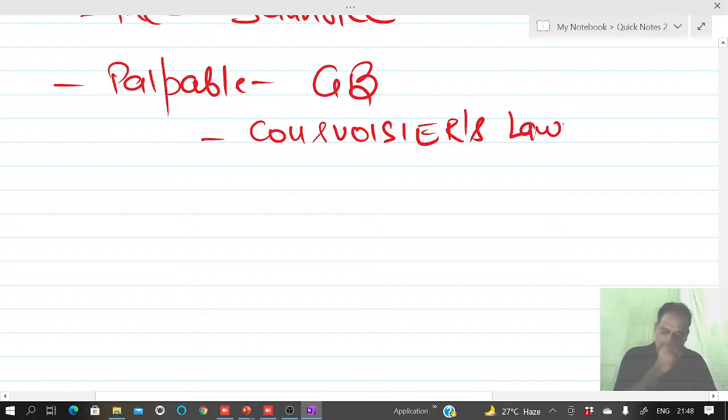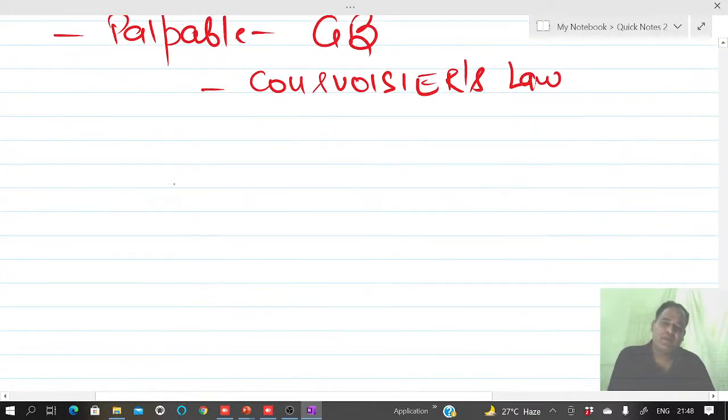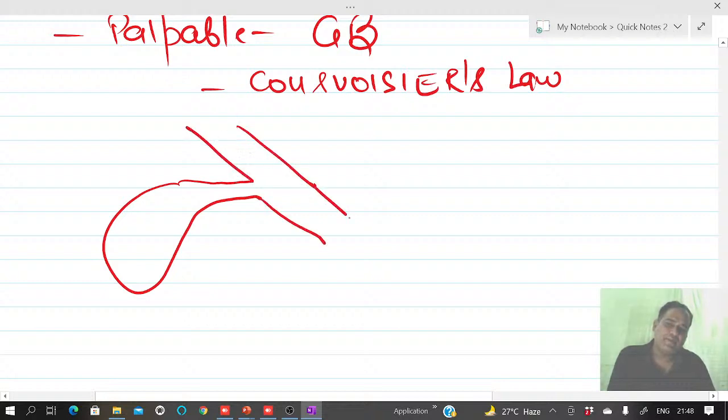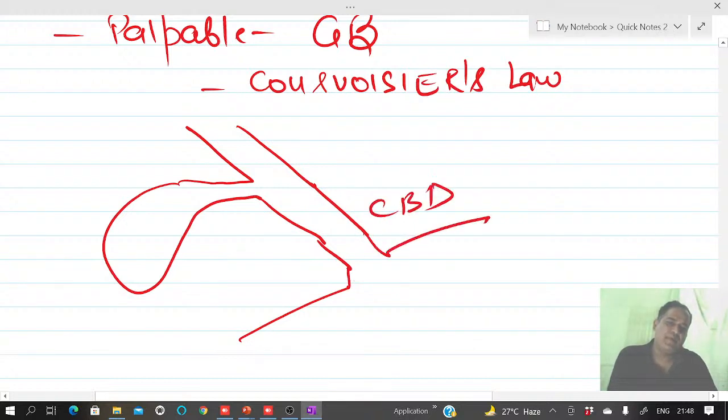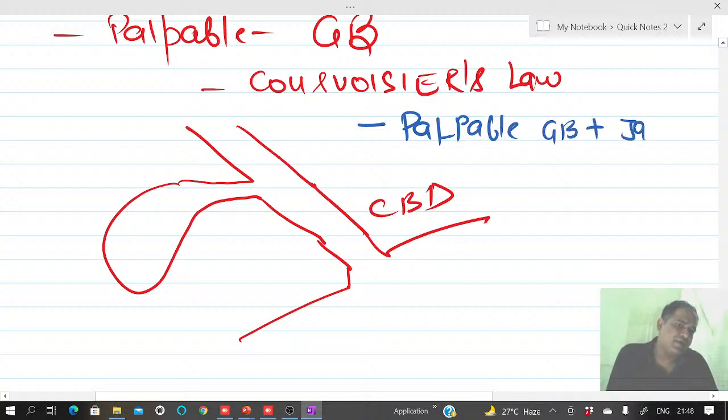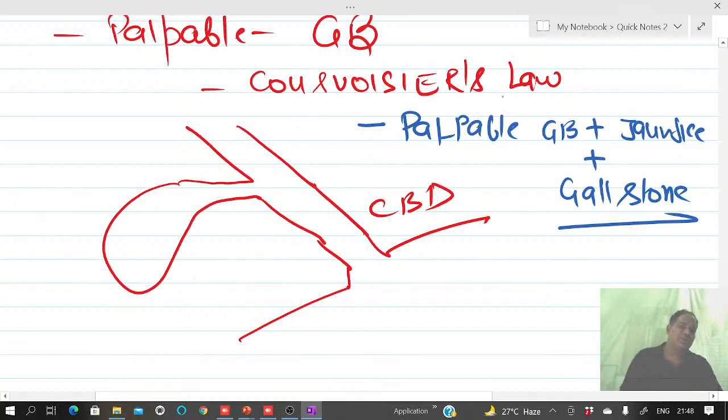Just give me a minute and I'll explain it. Now, this is very important. Let's say, again, the same thing. So this is the common bile duct. What is Courvoisier's law? Courvoisier's law says that palpable gallbladder plus jaundice plus gallstone cannot exist together. These three cannot exist together.